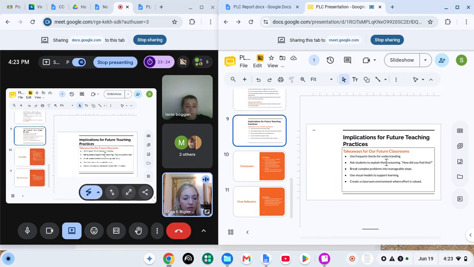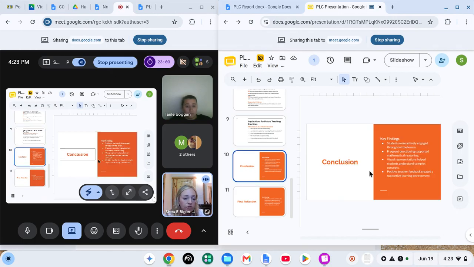And then the implications for future teaching practices. Using frequent checks for understanding, ask students to explain their reasoning, breaking those complex problems into manageable steps, using visual models to support learning, and create a classroom environment where effort is valued.